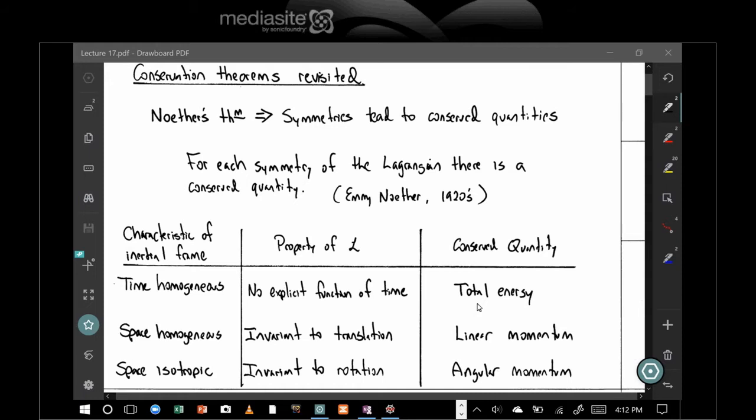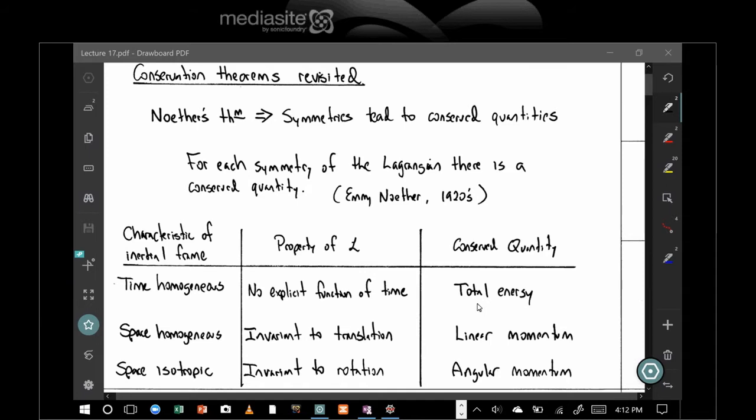Today what I'd like to talk about is what's called Noether's theorem and the relationships between conservation principles and symmetries in space and time. So this is conservation theorems revisited in the context of Lagrangian mechanics.